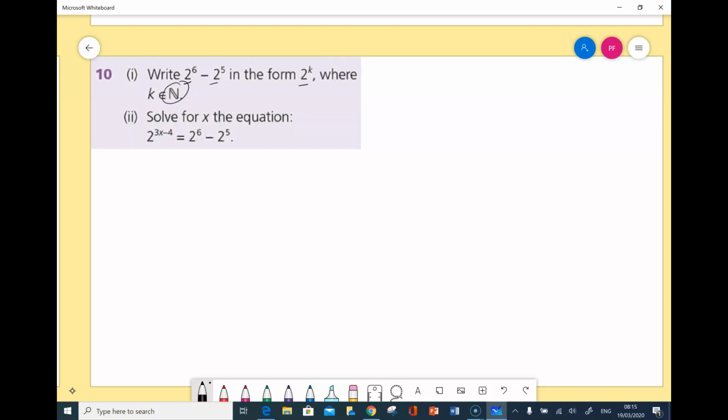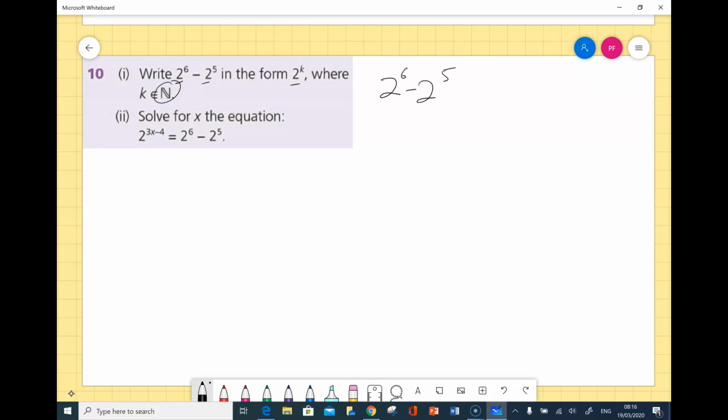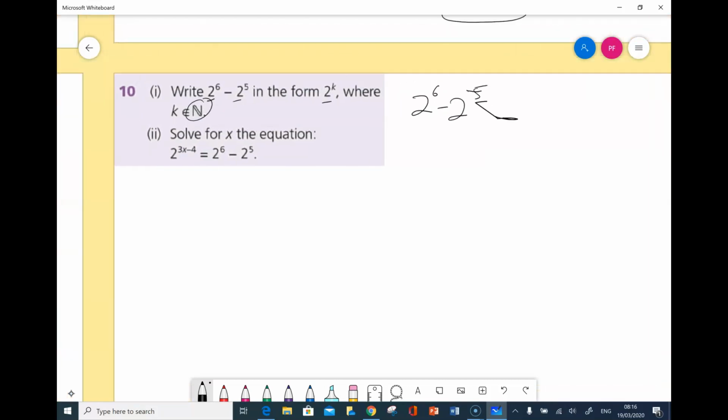Now, 2 to the power of 6 minus 2 to the power of 5 in the form of 2 to the power of k. If you wish, we have no explicit rule that we've mentioned for simple subtraction. So there's nothing stopping you from going straight to the calculator and putting in that number. That's fine. If you do 2 to the power of 6 minus 2 to the power of 5, you end up with the number 32.